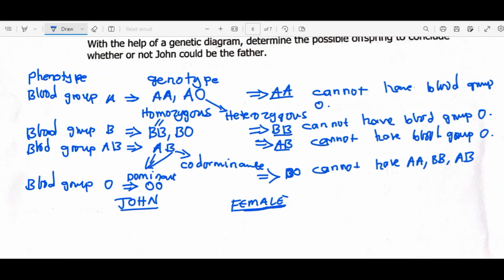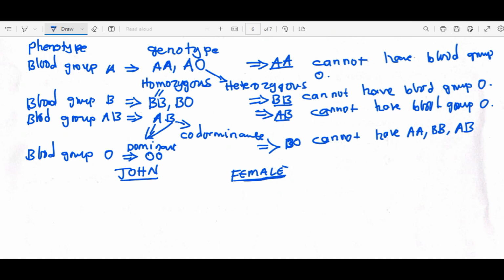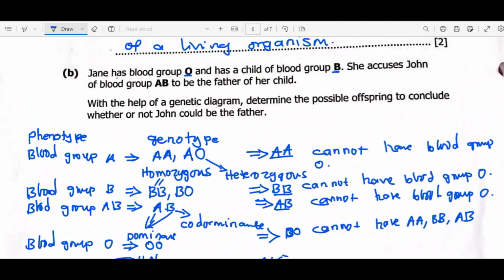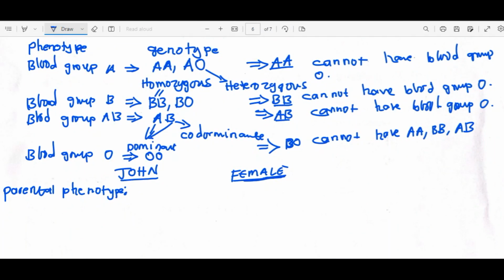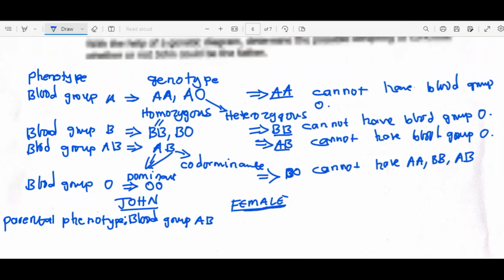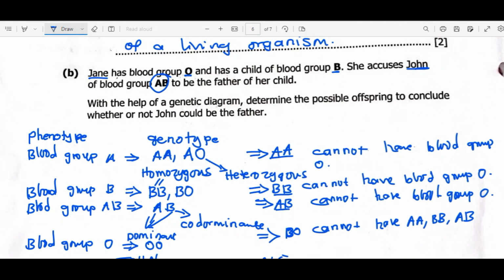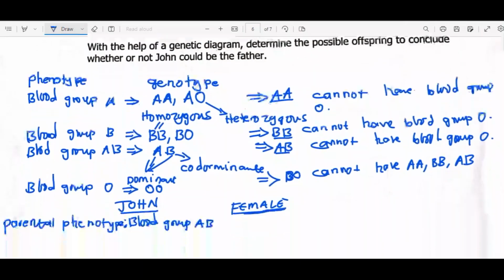Right, so I'm going to first begin with parental phenotype. In terms of blood group phenotype, you just have to state the blood group given. So the parental phenotype for Johnny, we are told John has blood group AB. So the phenotype, you just say blood group AB. You state the type of blood group. What of Jenny? Jenny has O. So you just say blood group O.